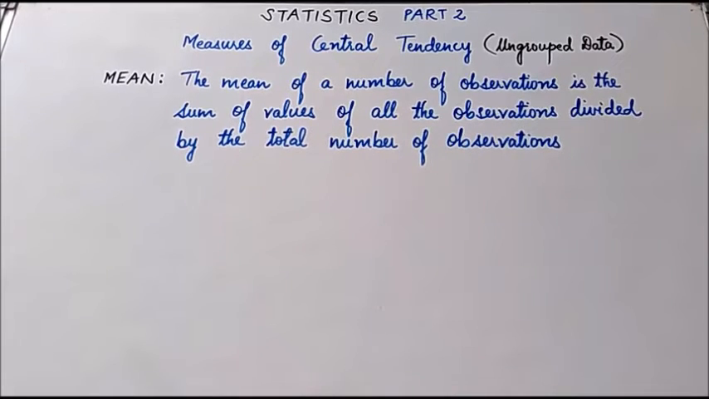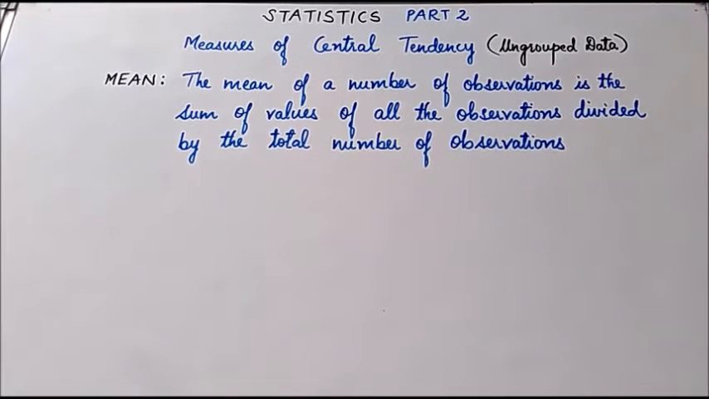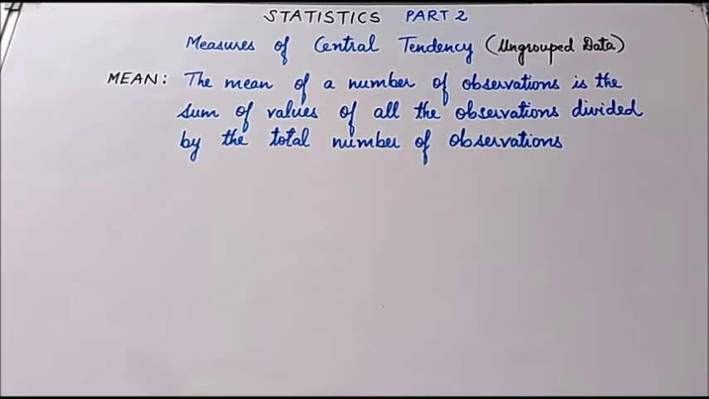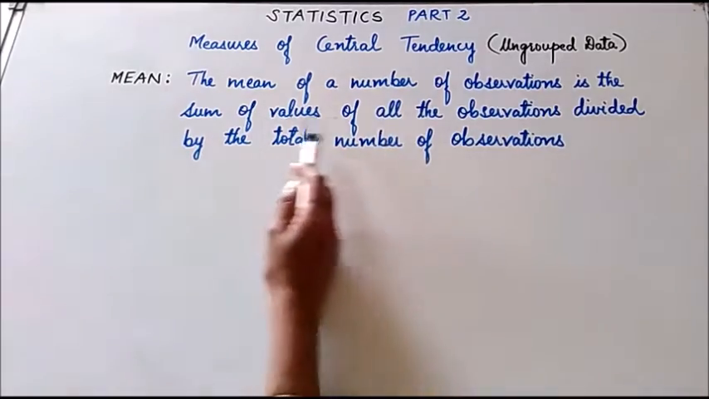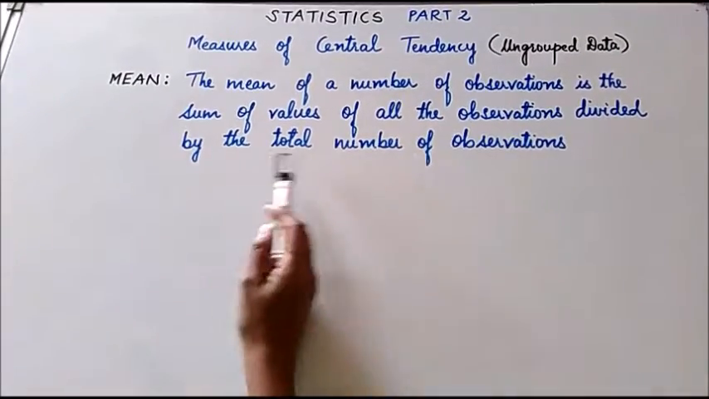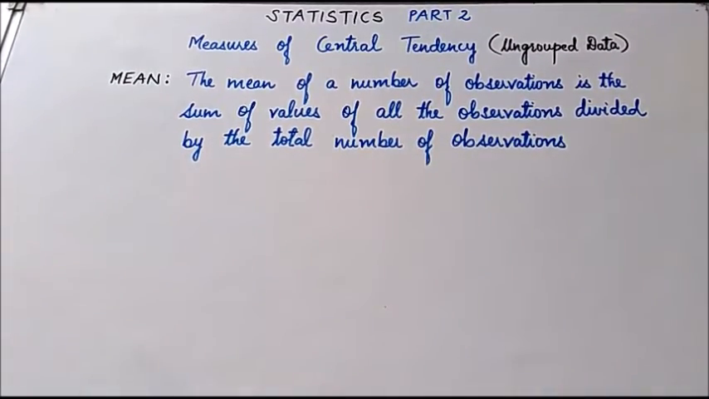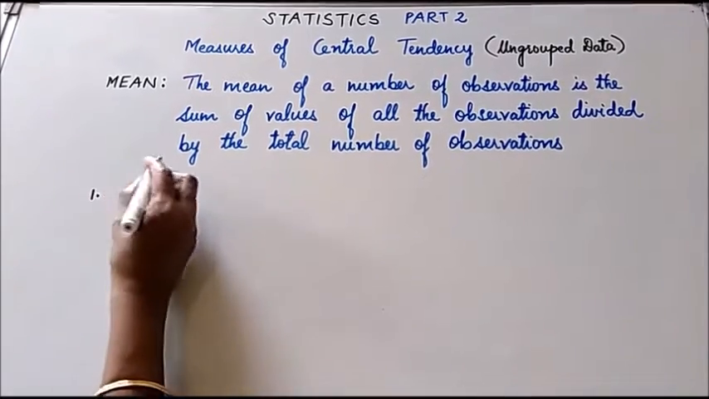Dear students, today we'll do measures of central tendency for ungrouped data. Now the first measure of central tendency is mean, and we know that mean is the sum of the values of all the observations divided by the total number of observations. So first let us do the first question.